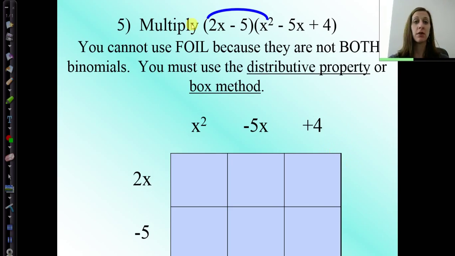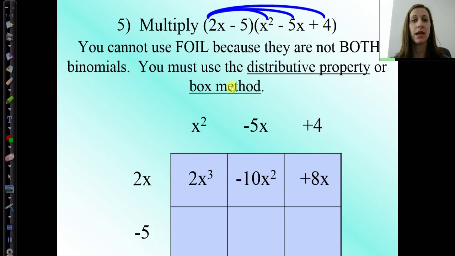So if you're going to use the distributive property, you're going to distribute the 2x to the x squared, or you just fill in your box. And then we can multiply the 2x to the negative 5x, which gives us negative 10x squared, and then the negative 2 times the 4, negative 8x. And now if you're using the distributive method, you have to distribute the negative 5 through, or if you're using the box, just finish filling out your table.